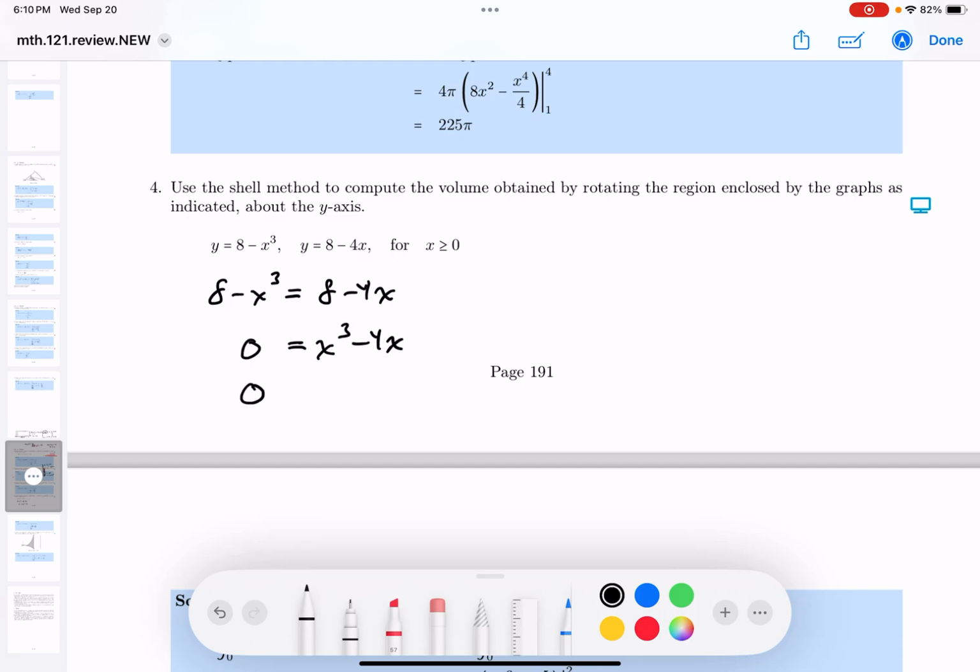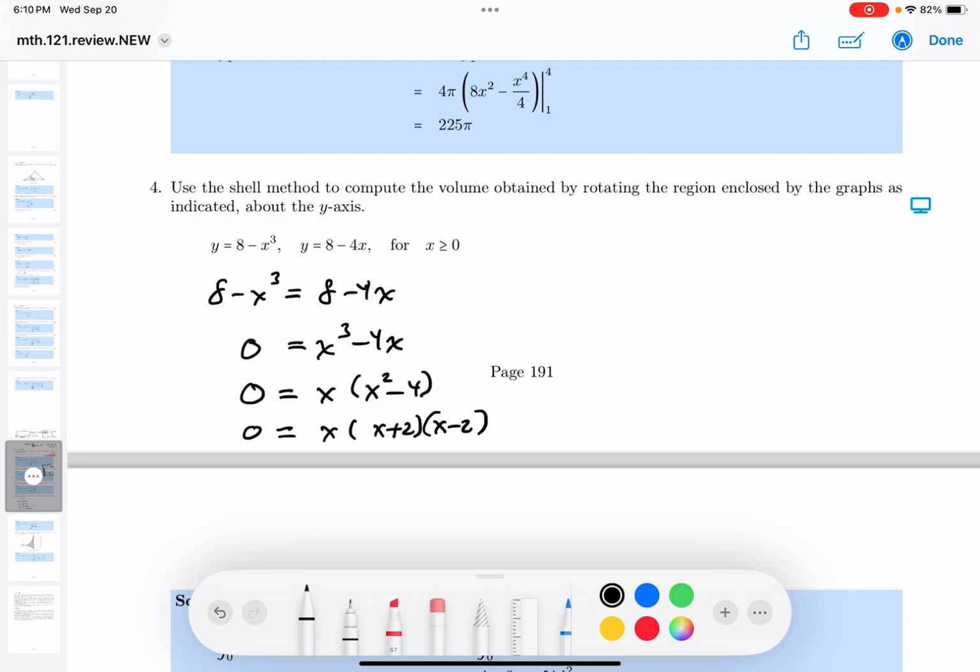I'm going to factor it, and now x comes out, and then you get x squared minus 4. I'm going to continue to factor this. It's x plus 2, x minus 2. So I got really three places where this is going to intersect.